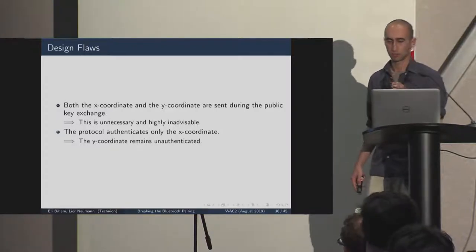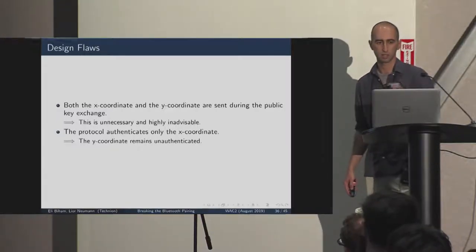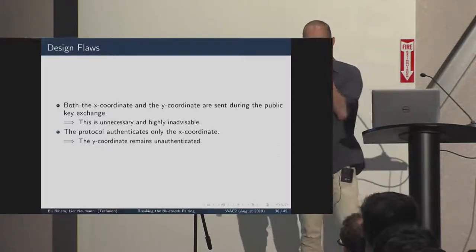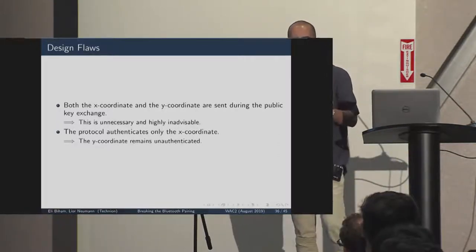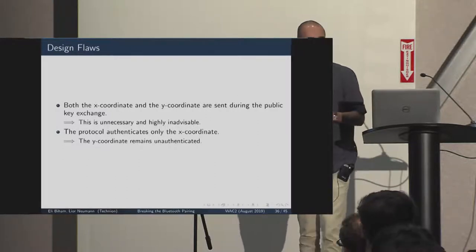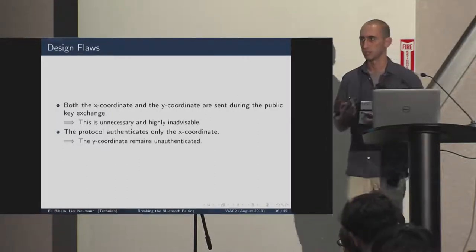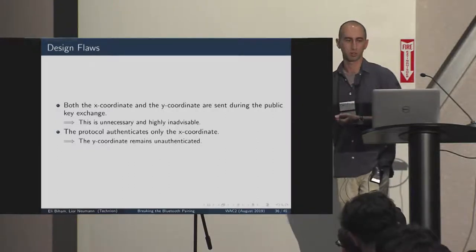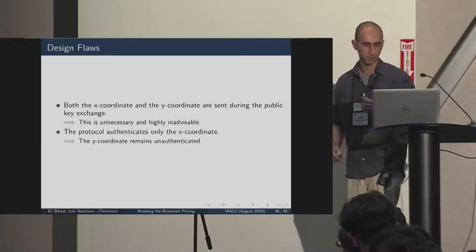And secondly, and maybe the more important one, is the fact that the protocol authenticates only the X coordinate. We couldn't find any strong reasoning for doing this. I mean, if you already send both coordinates, you should authenticate both coordinates. I don't see why not.